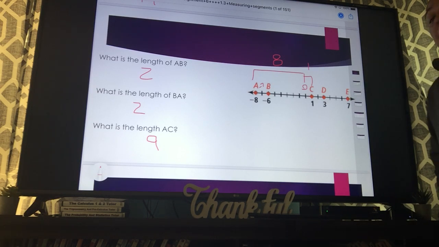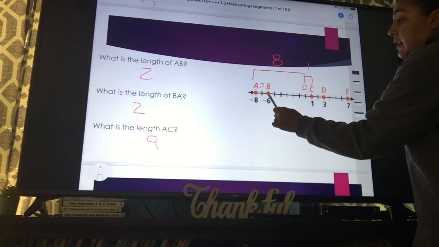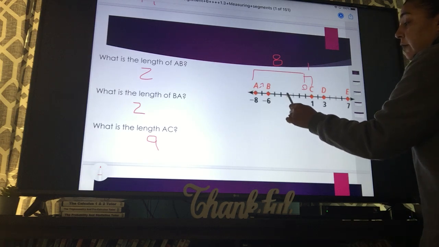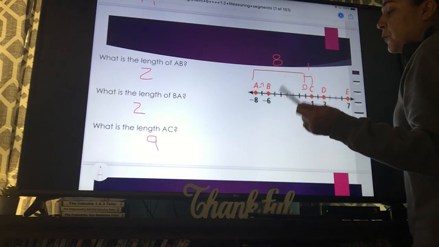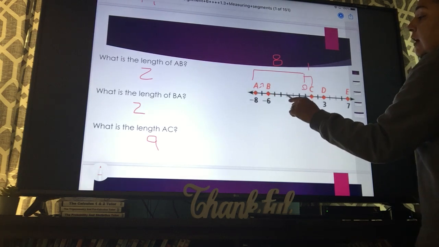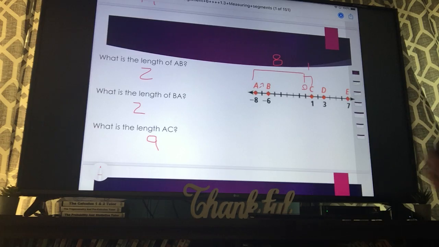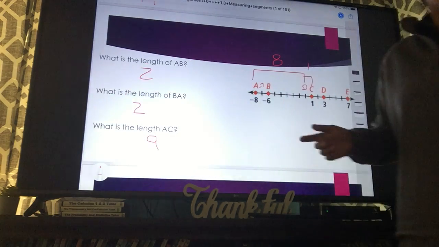And honestly, if you're not even that great at it, trying to figure out from 0 to this or 0 to that, you can just straight up count. Negative 8, negative 7, negative 6, negative 5, negative 4, negative 3, negative 2. Okay, and you don't have to really do the negatives. You could just count 1, 2, 3, 4, 5, 6, 7, 8, 9. Okay, well, boom, I made it to C, and it's a length of 9.